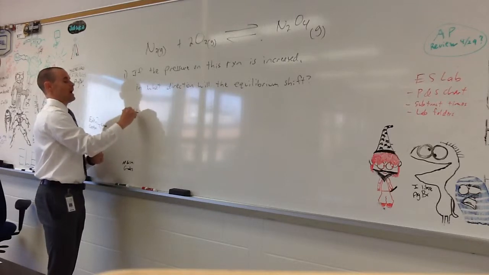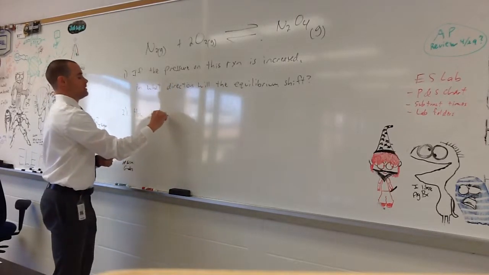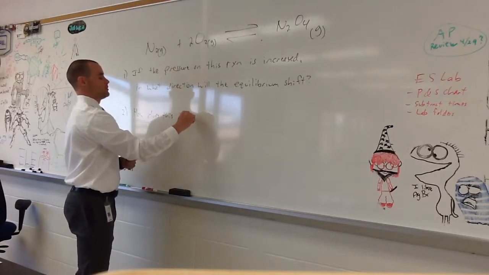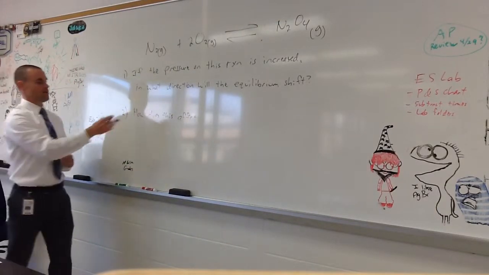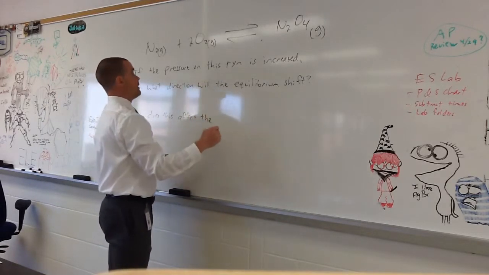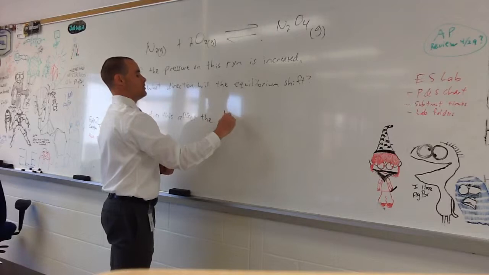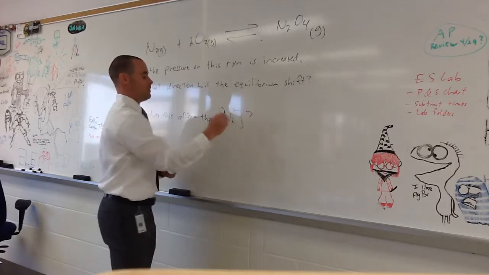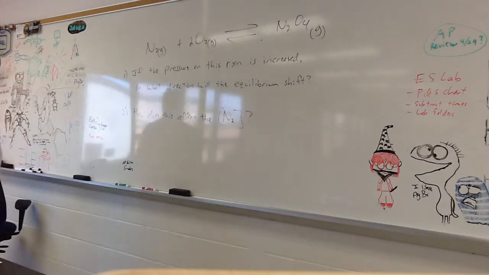Second question, how does this affect? So this is more like 1A and B, I guess. So based on your answer to number 1, how does this affect the N2 concentration? Those brackets, I should have explained this on the homework, those brackets stand for concentration. So when you see a bracket around something, it literally means concentration. So if I wrote N2 concentration, the word concentration, that's the same thing as N2 in brackets. Okay?